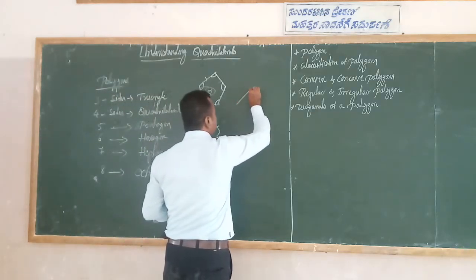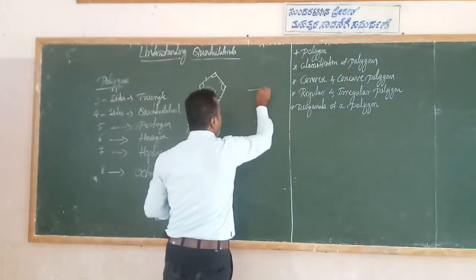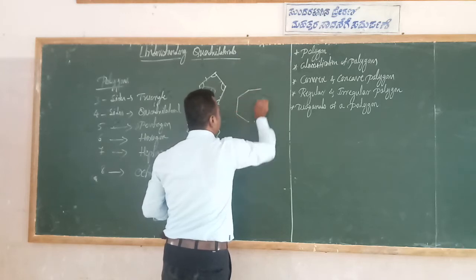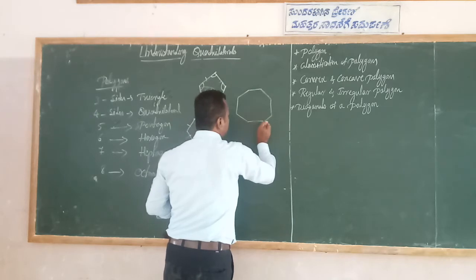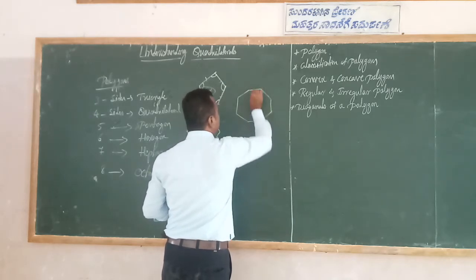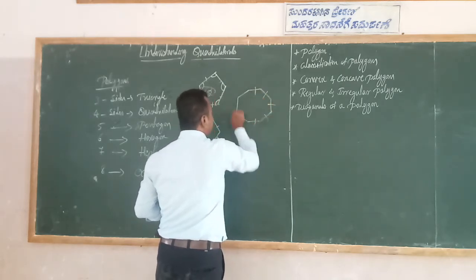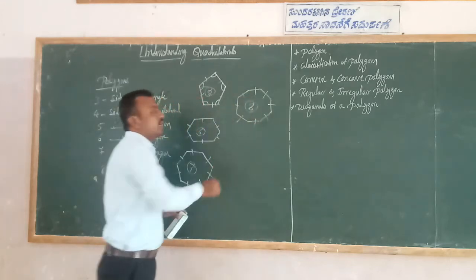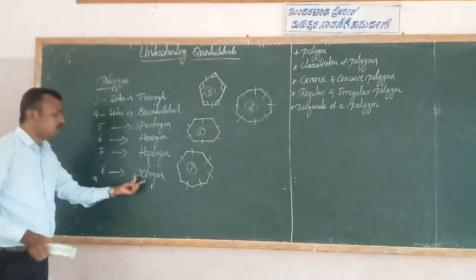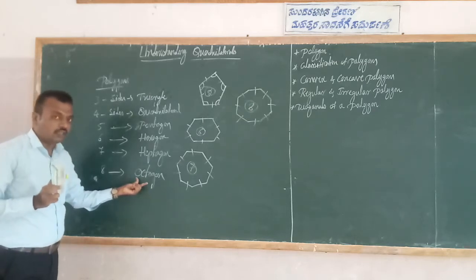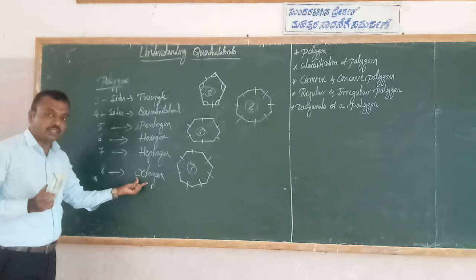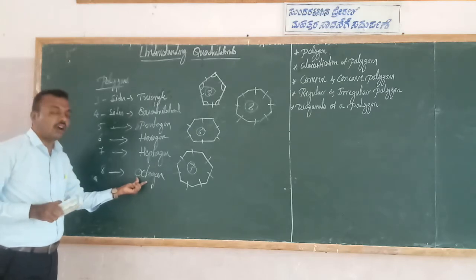Octagon means like this. 1, 2, 3, 4, 5, 6, 7, 8. Therefore, eight-sided polygons are called octagons. Octo means eight. Octopus: have you heard the word octopus? How many arms does an octopus have? Eight. That's why it is called an octagon.